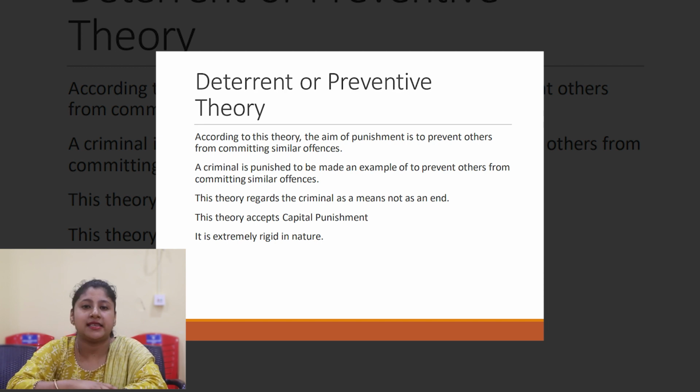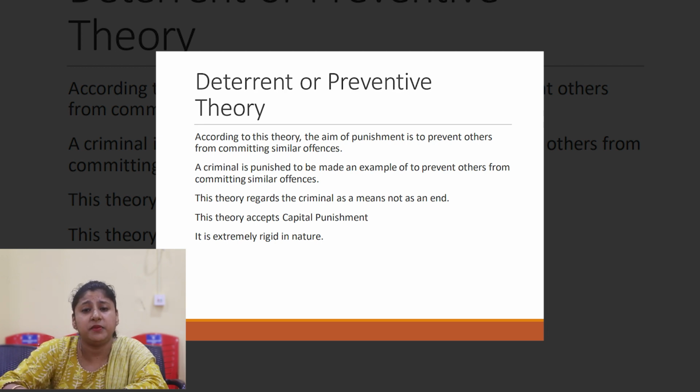Preventive theory, as I have already told, is very rigid in character. Preventive theory also accepts capital punishment. Capital punishment means death penalty. Preventive theory is also very old. People have been practicing the preventive theory of punishment. It is very old in society and it is also very harsh.